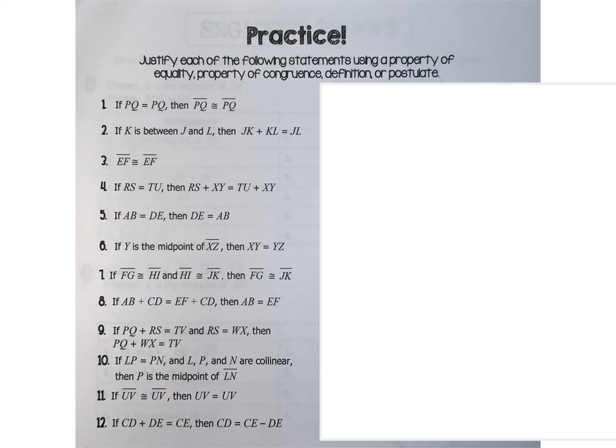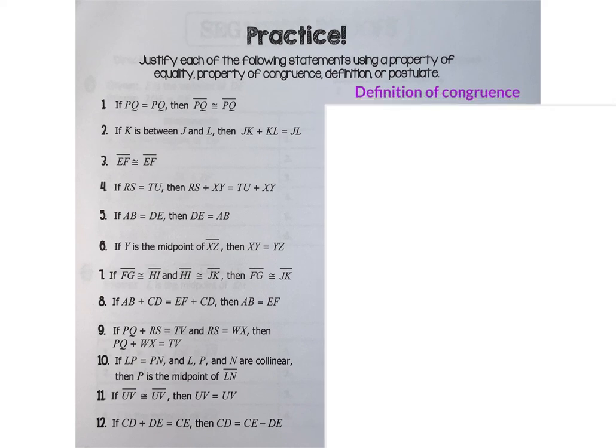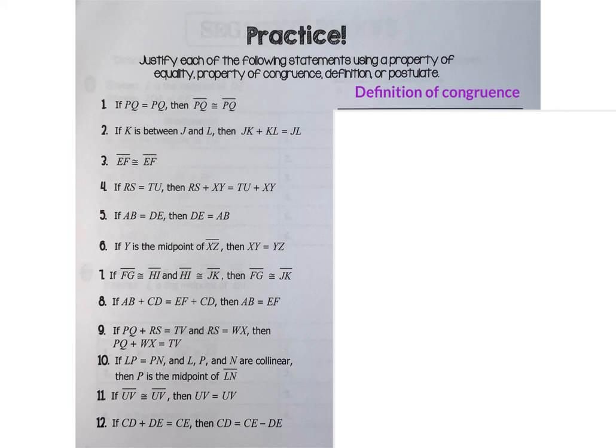All right, let's go over these. Number one, if PQ equals PQ, then PQ is congruent to PQ. What tells me that? Definition of congruence. Number two, if K is between J and L, then JK plus KL equals JL. Yes, that's segment addition postulate. Line segment EF is congruent to line segment EF.